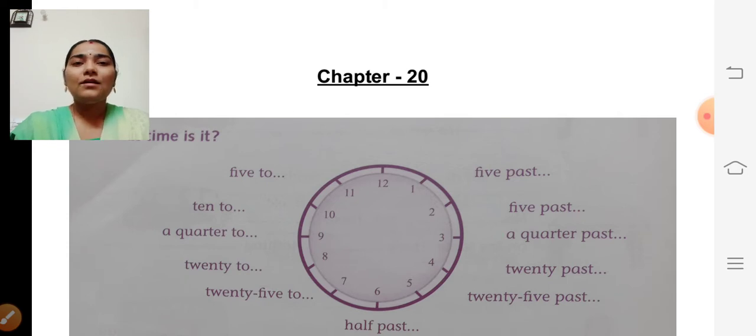If you see the clock, there are two hands in it, isn't it? One is shorter and one is longer, isn't it? The shorter one is called the hour hand, and the longer one is called the minute hand.